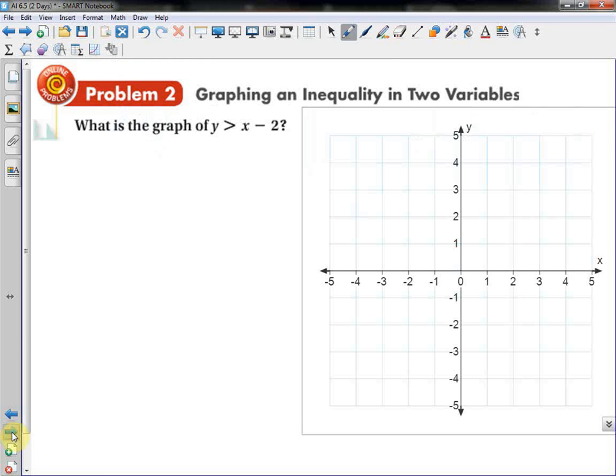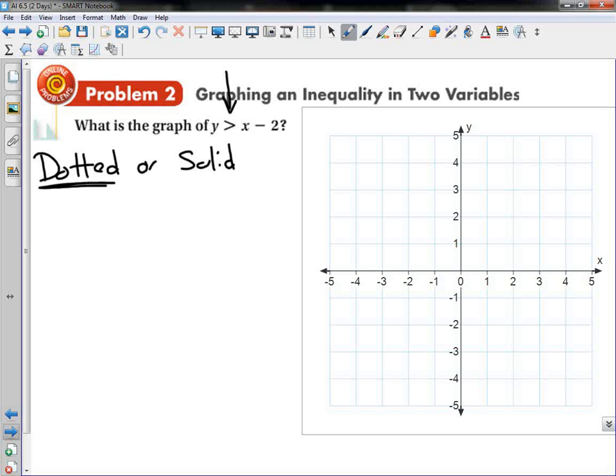So looking at this one, we're going to graph this one. First off, let's think: dotted or solid? And the answer here is dotted. There's no "or equal to" sign. There's no line. So it's not going to be a solid line. It's going to be a dotted line.